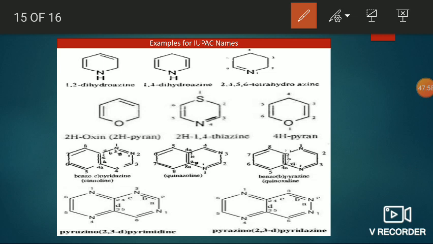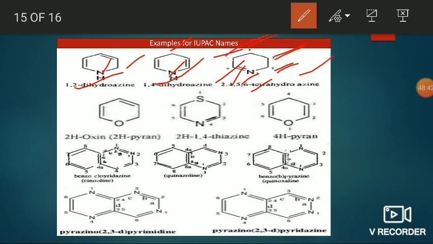Here one is saturated at the 1 and 2 positions, so it is 1,2-dihydroazine. Here the compound is saturated at the 1 and 4 positions, so it is 1,4-dihydroazine. It is saturated at 2, 3, 4, 5, not 5, 6. So it is 2,3,4,5-tetrahydroazine.